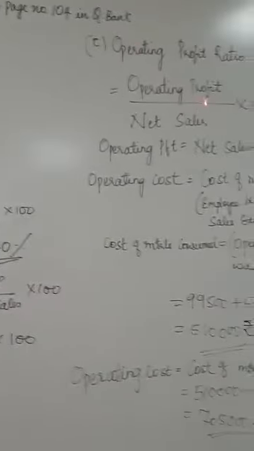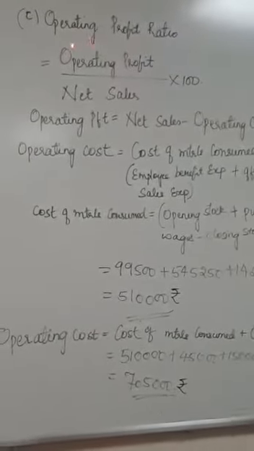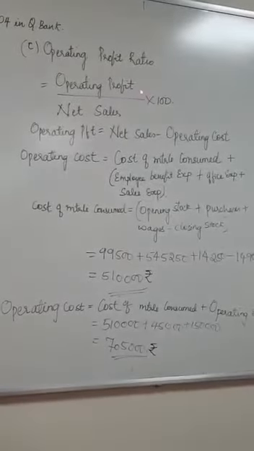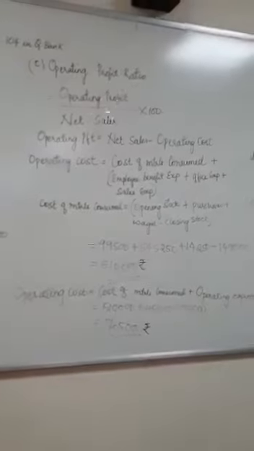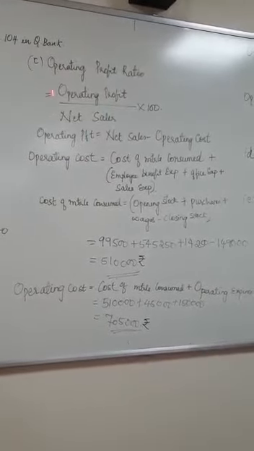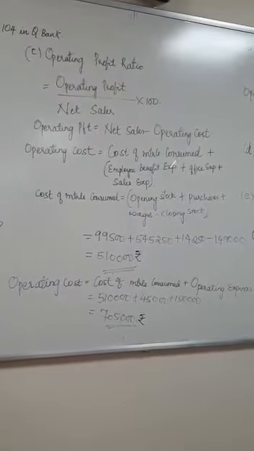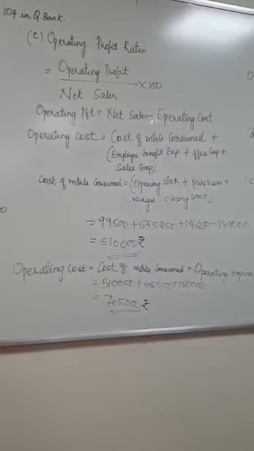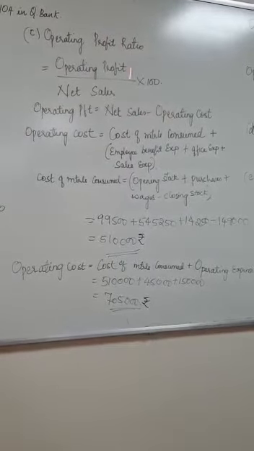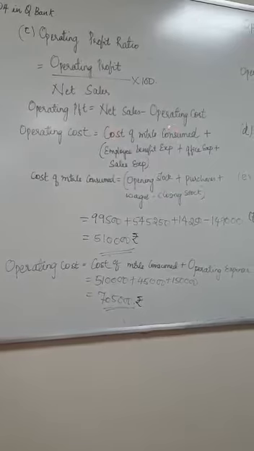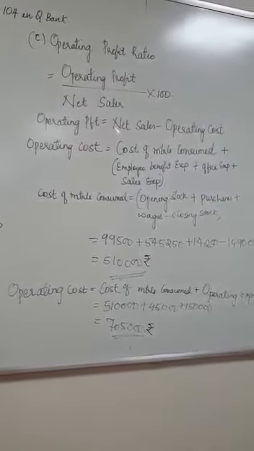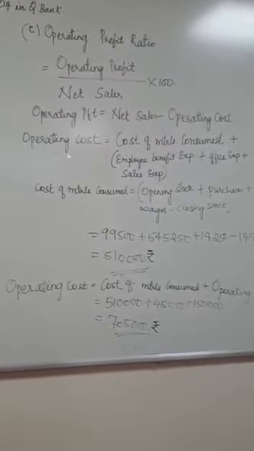Then let us go to the operating profit ratio. Operating profit ratio is nothing but operating profit divided by net sales into 100. Now we need to identify what is operating profit and what is non-operating profit. Here operating profit is nothing but we have to deduct the operating cost from the net sales. So here, in order to know the operating profit, we need to know the net sales and we need to know what is the operating cost. Now net sales they have given in the profit and loss account directly, that is 8,50,000. So let us see how we can calculate the operating cost.